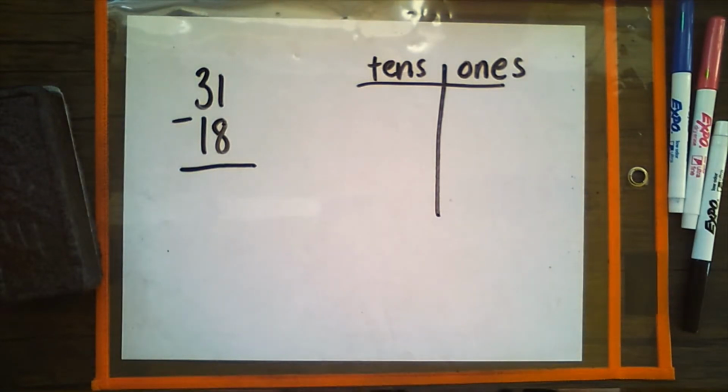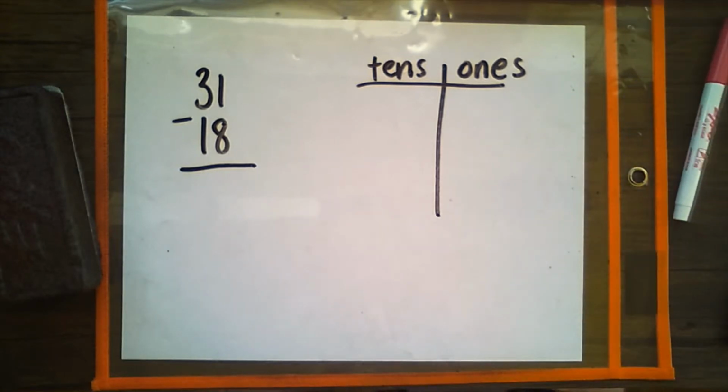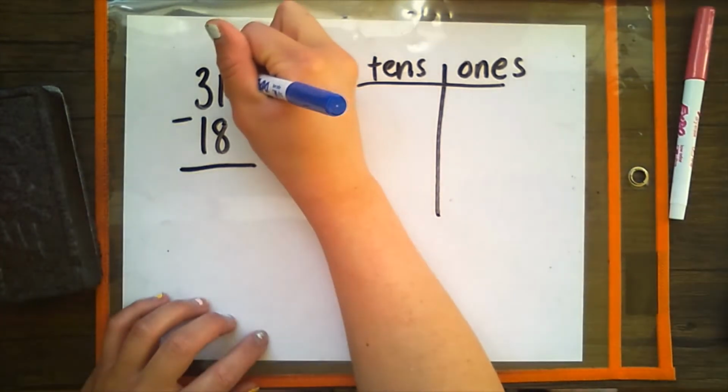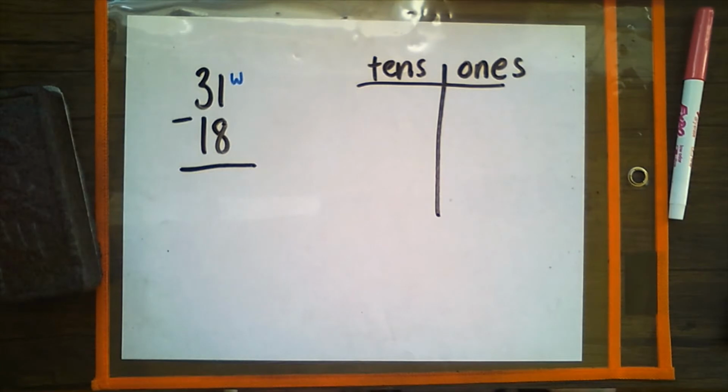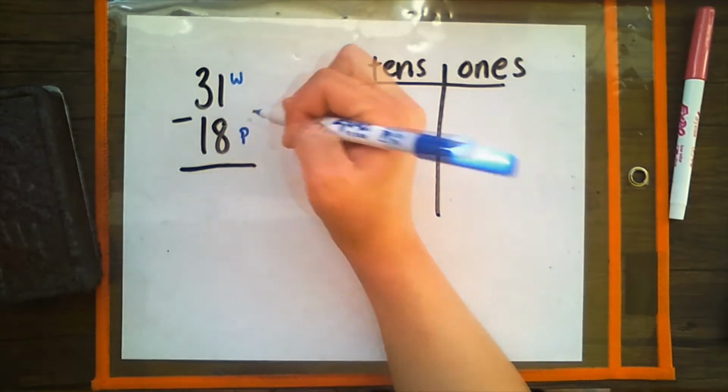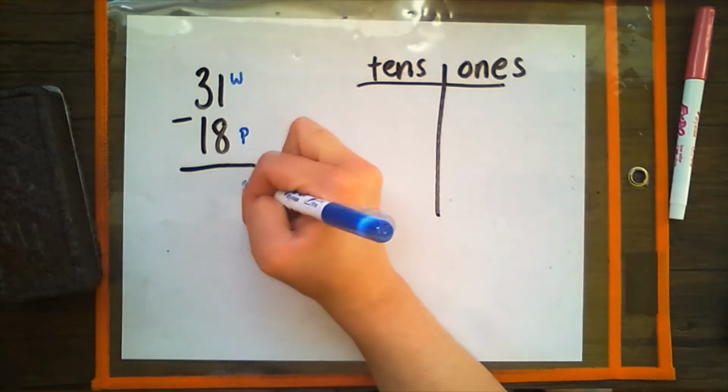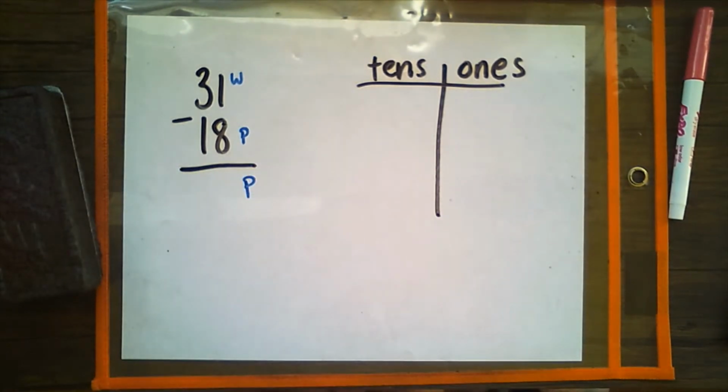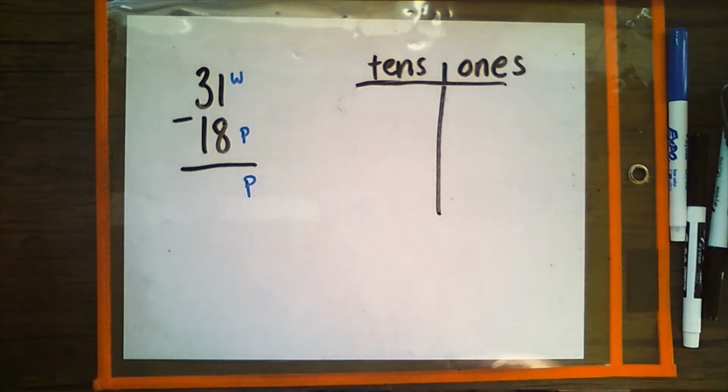Now, my friends, I have a quick question. What is the whole? Great. The whole is 31. And what is the part that we do know? 18. Great job. So that tells us we're solving for a part or a missing part. What should I do first? Great. Count out 3 tens and 1 one.